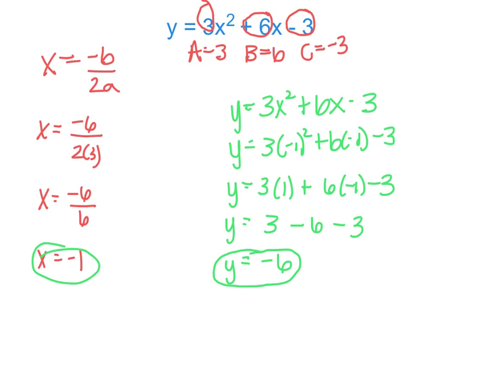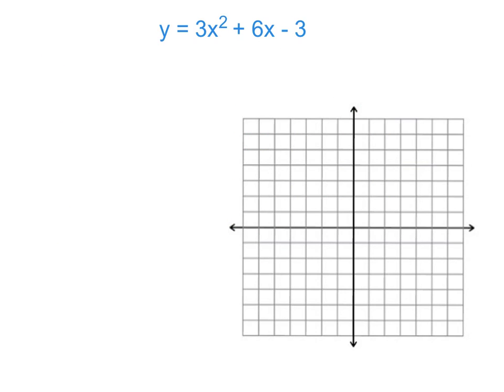And we would write the vertex as the ordered pair. Remember, x comes first, so negative 1, comma, negative 6. That's going to be the first point that we put on our graph. So we found the vertex. It was at negative 1, negative 6. So that's going to be the first point that we put on our graph. Negative 1, negative 6 would go right here.